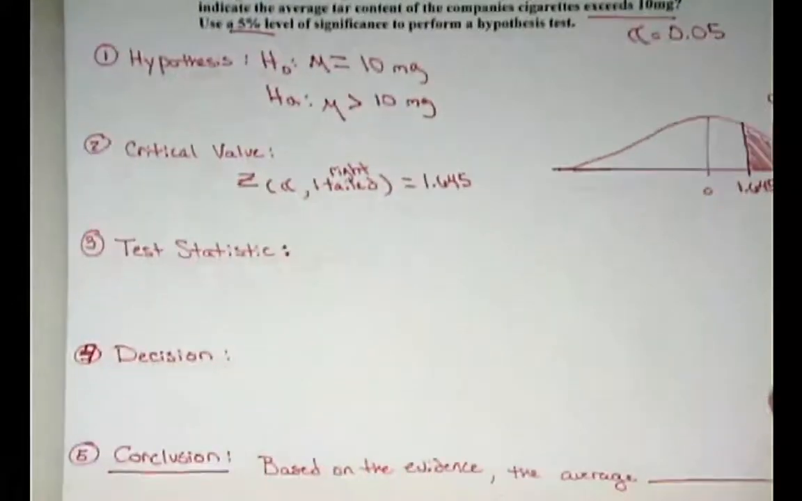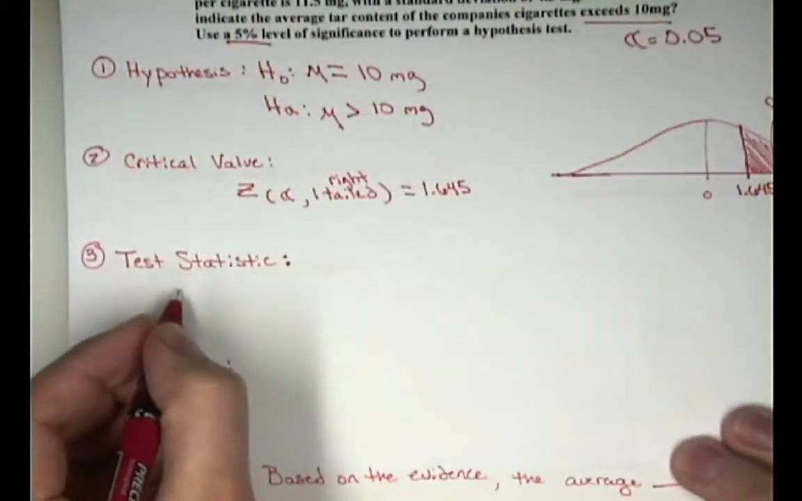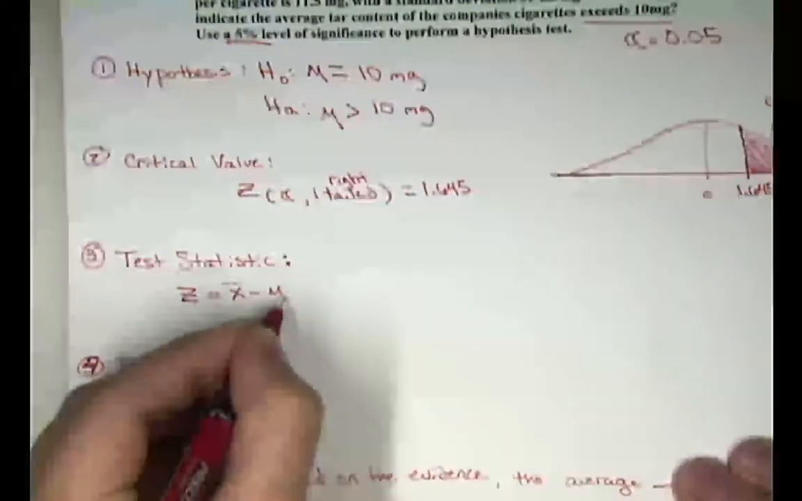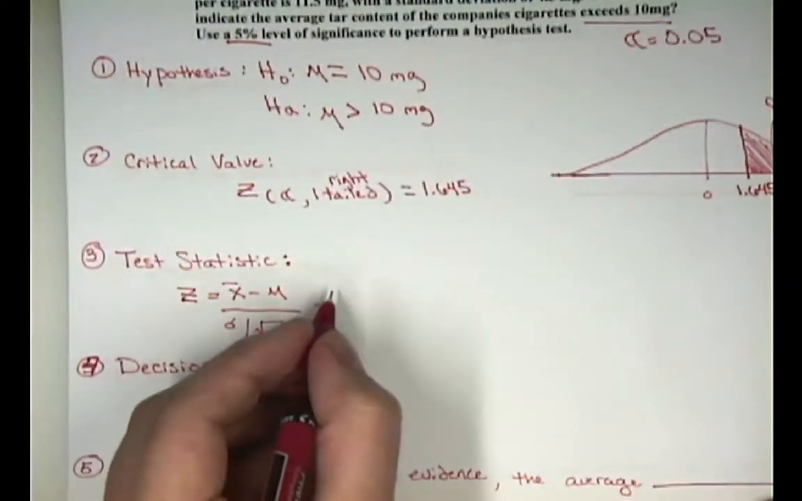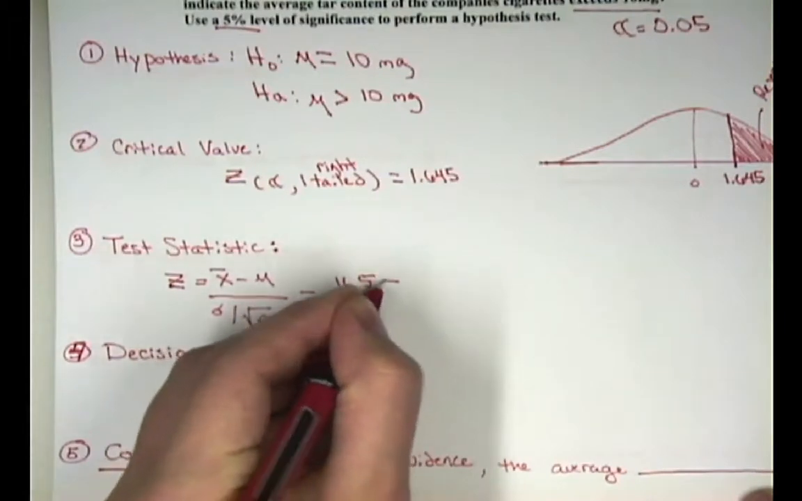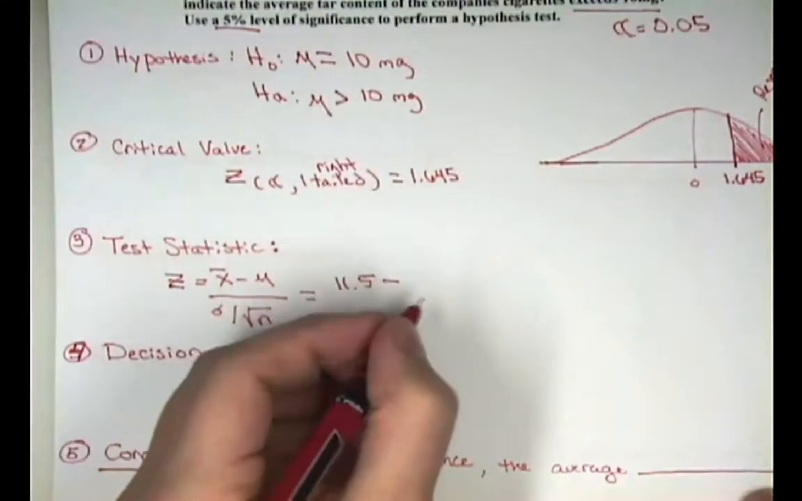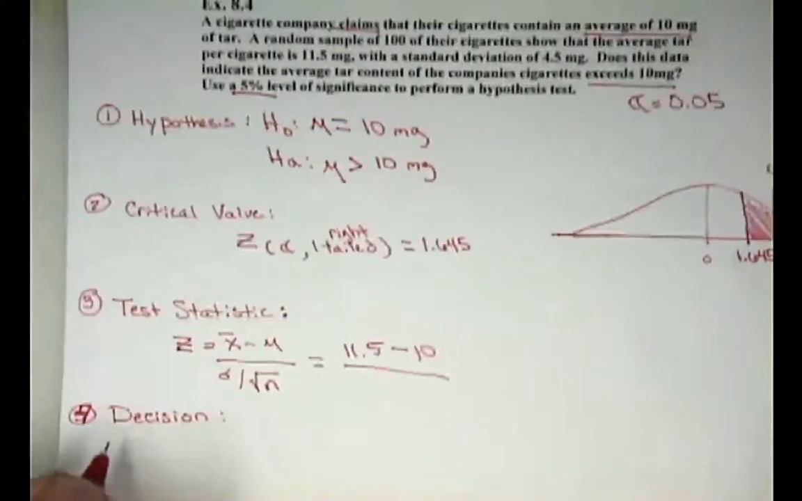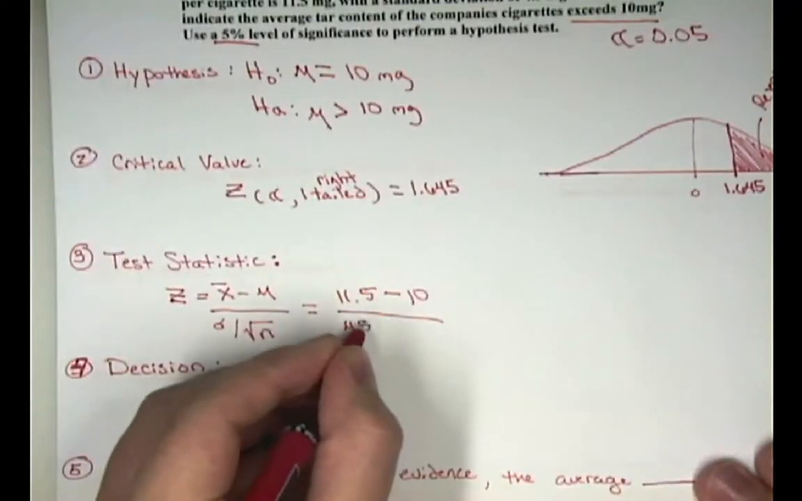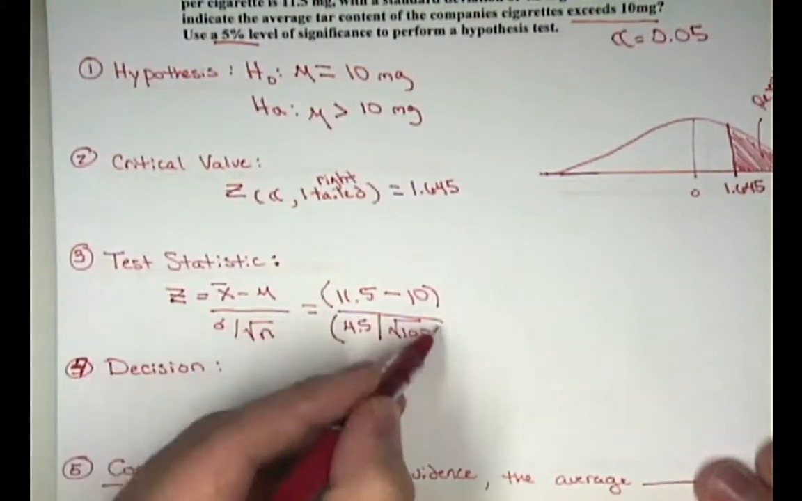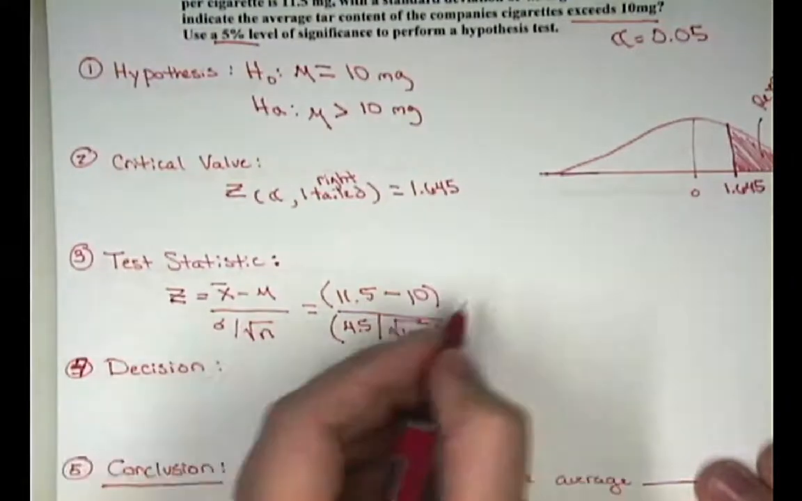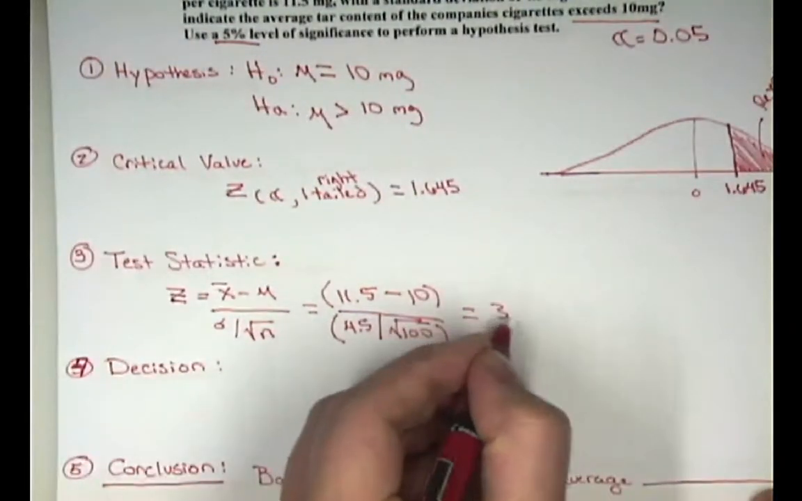Now, after you do that, you go to step 3, which is to calculate your test statistic. If you're using a z-test statistic, for a one sample, it is z equals x bar minus mu divided by sigma divided by the square root of n. Now you have to find x bar, the sample average. If you read above, the sample average was 11.5 milligrams. Mu is what they claimed it to be right here in step 1, 10 milligrams. Sigma was the standard deviation that they told you, 4.5, divided by the square root of n, their sample size, which was 100. Now you want to make sure that you do the numerator and the denominator separately, or that you tell your calculator to do them separately. When you calculate this, you should get a test statistic of 3.33.